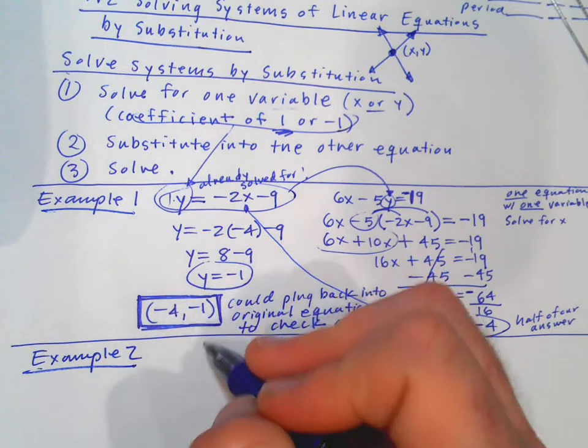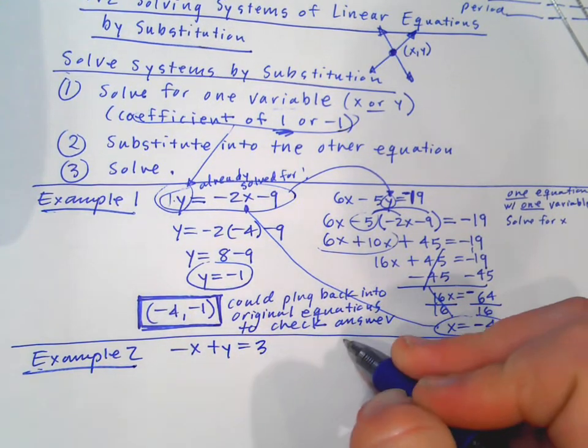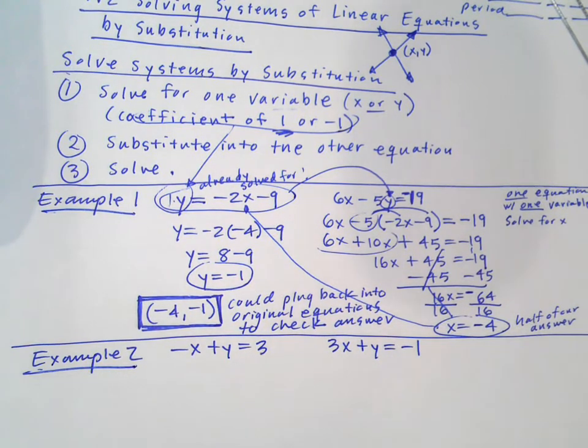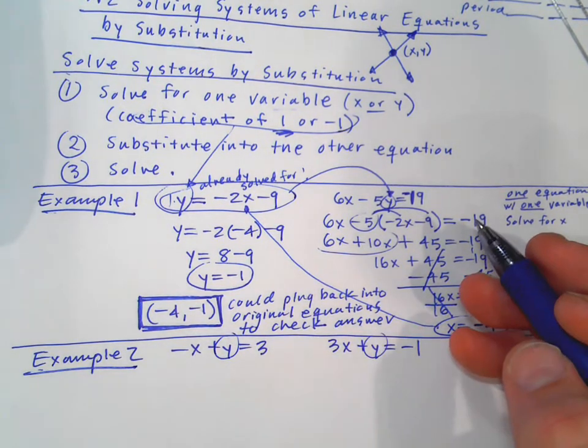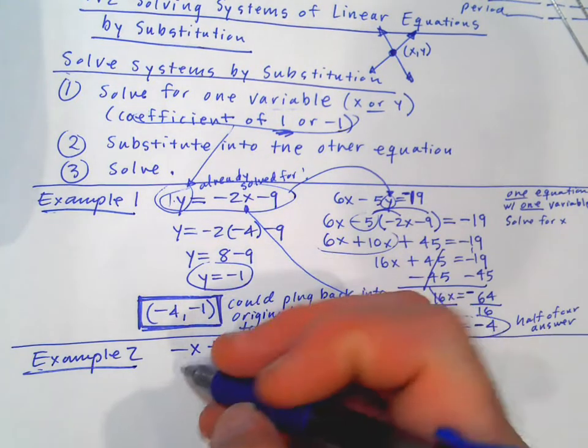Let's do another one. Negative x plus y equals 3. 3x plus y equals negative 1. Now remember, I'd like to get a letter by itself. Which one's the quickest, easiest, least messy? Something with a 1 in front or a negative 1. Positive 1 is better than negative 1. So I would either go for this y or this y. Either one. You could do this x also, but that's an extra step forward because that's a negative 1.